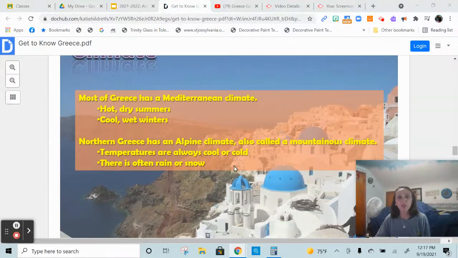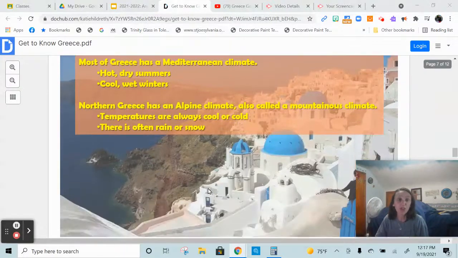Climate. Most of Greece has a Mediterranean climate. It has hot, dry summers, cool, wet winters. Northern Greece has an alpine climate called a mountainous climate. Temperatures are always cool or cold. There is often rain or snow.